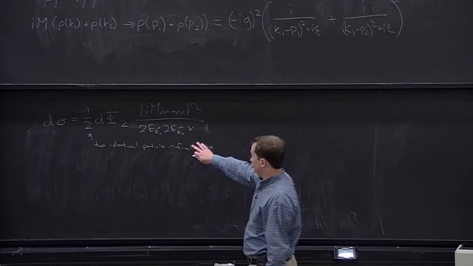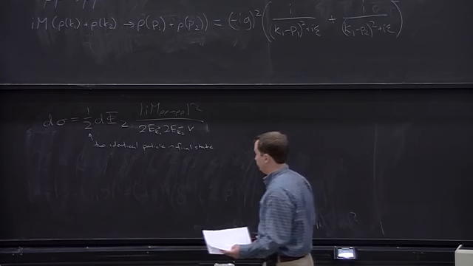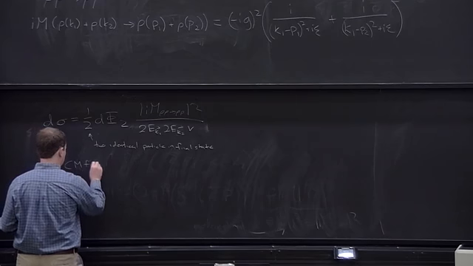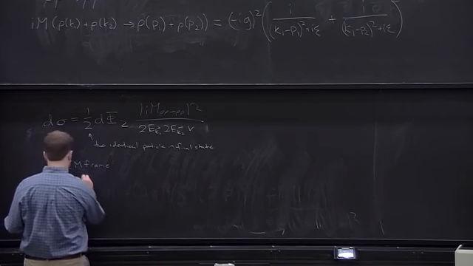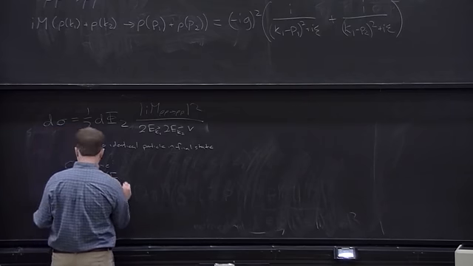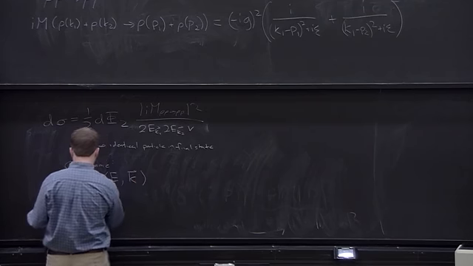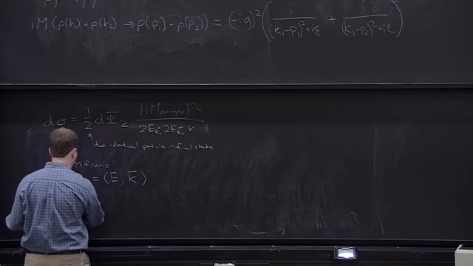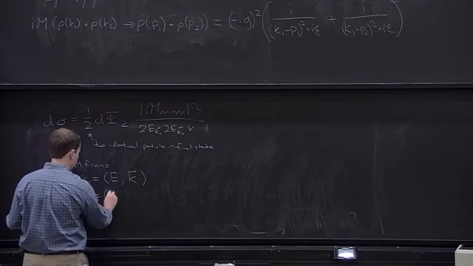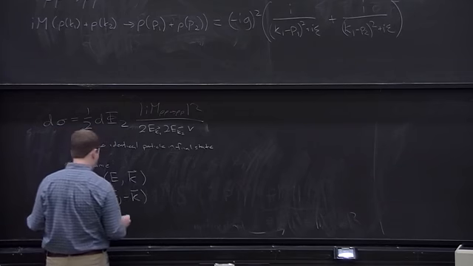And so in order to evaluate this, it's always easiest to work in the CM frame, the center of mass frame. In the center of mass frame, our particles are all massless. So if the first particle has some energy E, the second particle has to have the same energy, and the opposite 3-momentum.